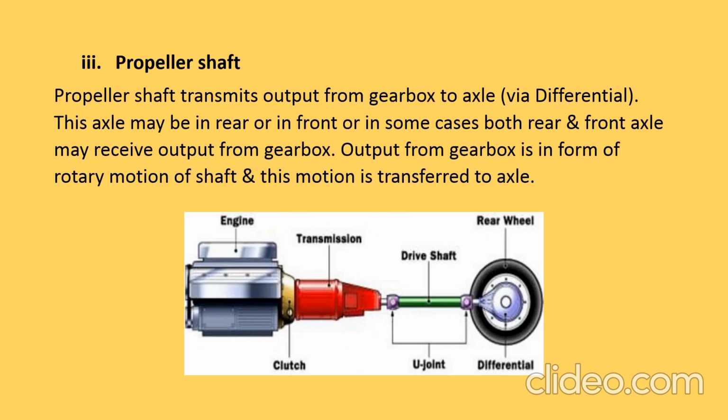This axle may be in the rear or in the front, or in some cases both. The rear and the front may receive output from the gearbox. The output from the gearbox is in the form of rotary motion of the shaft, and this motion is transferred to the axle.